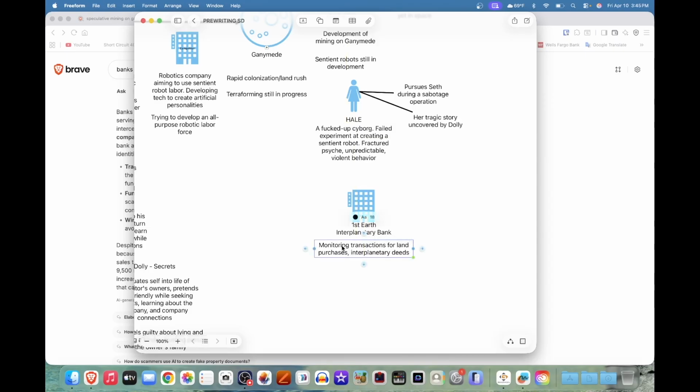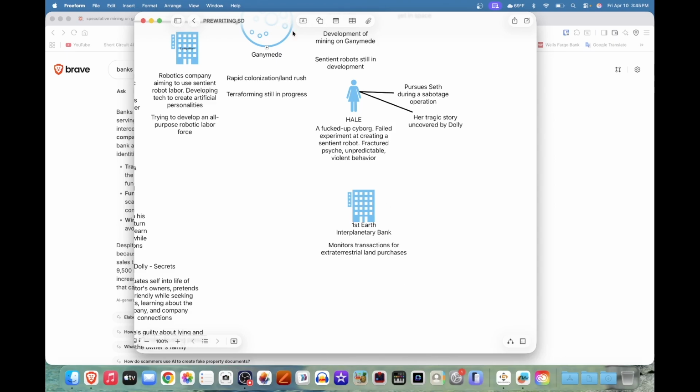So that's just an idea. I mean, we'll worry about the details later. Let's just throw this idea down. Monitors transactions for land purchases, interplanetary. You know what? Let's just keep it simple. Interplanetary land purchases, or off Earth, or extraterrestrial. Monitors transactions for extraterrestrial land purchases.